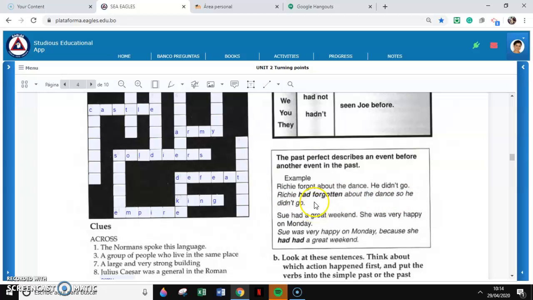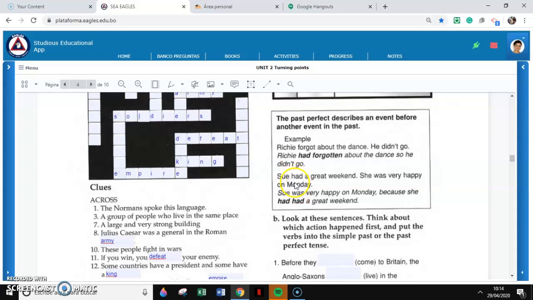Or we can also say, Richie didn't go because he had forgotten about the dance, right? So it doesn't matter if you put the past perfect tense before the action that happens in the past or after the action that happens in the past.